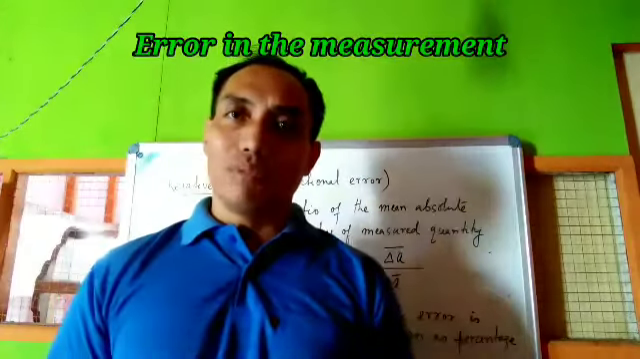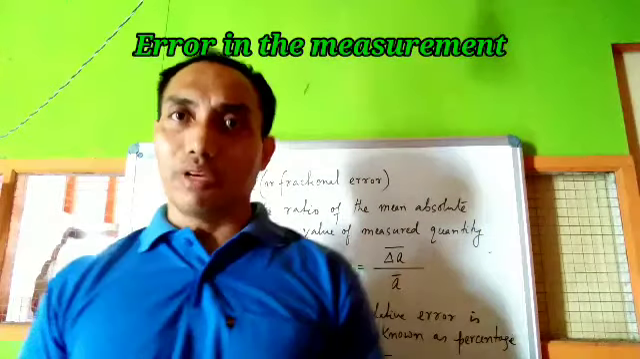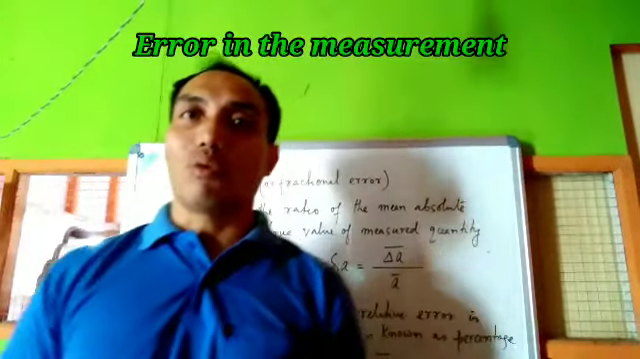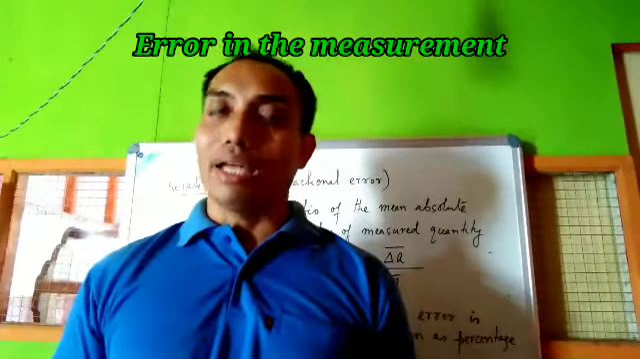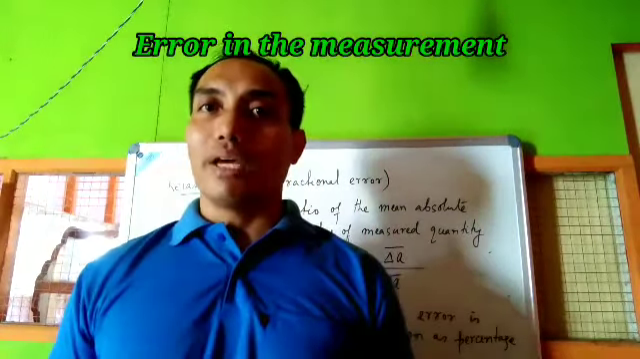And this difference between the true value or actual value and the measured value of the physical quantity is called error in the measurement. And error in the measurement may be divided into three types. That is absolute error, then relative errors, and percentage errors. So let's see how to calculate these types of errors.